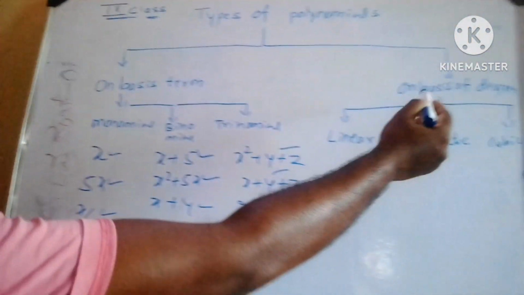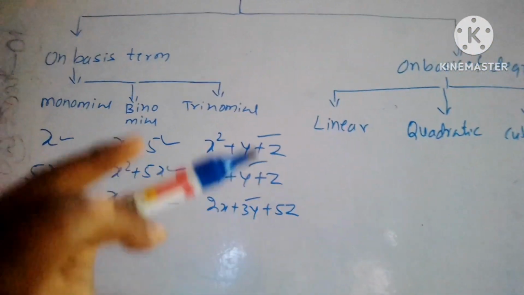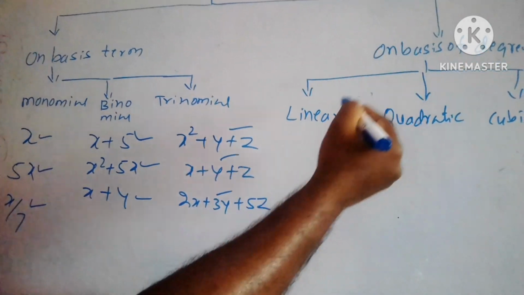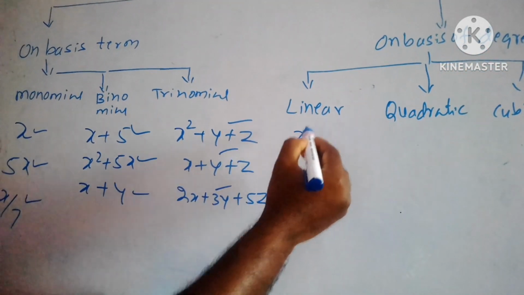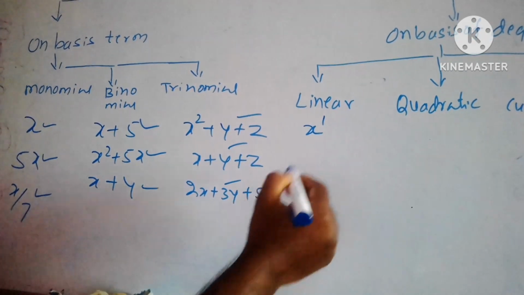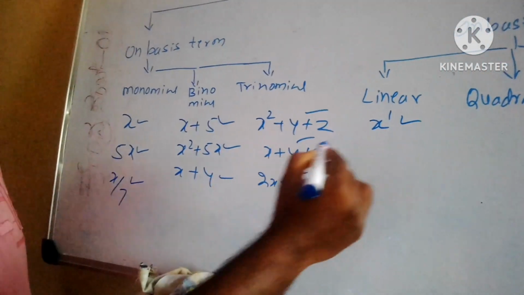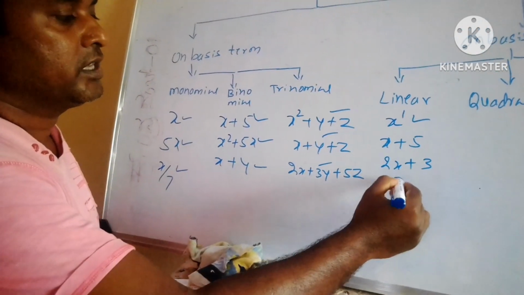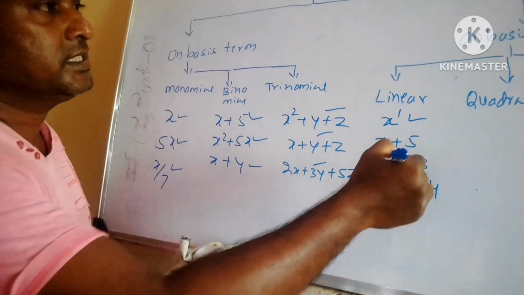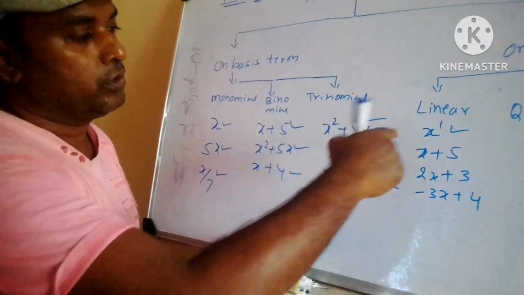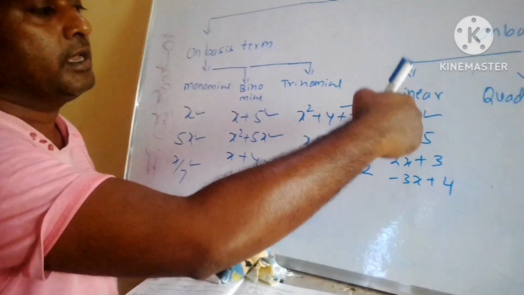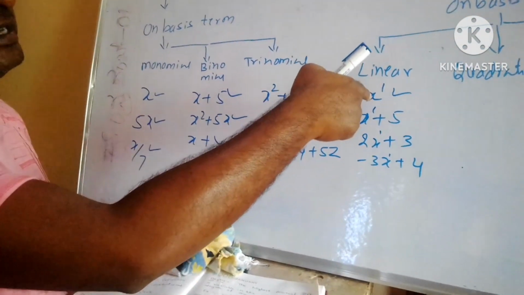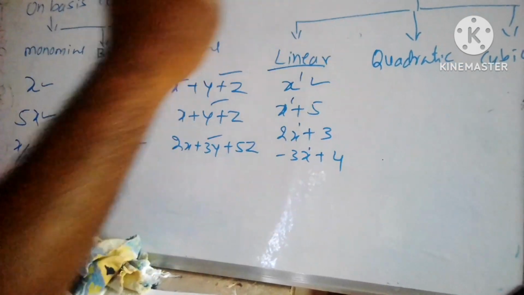Next one, on the basis of degree. If the highest power of the variable in a polynomial is 1, then it becomes a linear polynomial. For example, x, here the power is 1, so it is a linear polynomial. Next, x plus 5, 2x plus 3, minus 3x plus 4. All these are linear polynomials because the degree of the variable is 1. So this is known as linear.